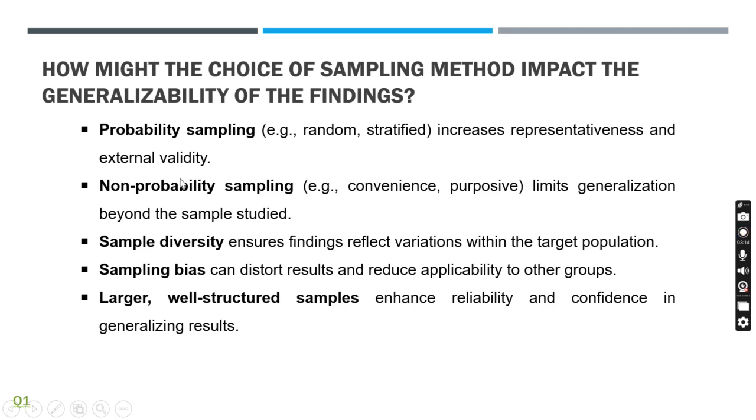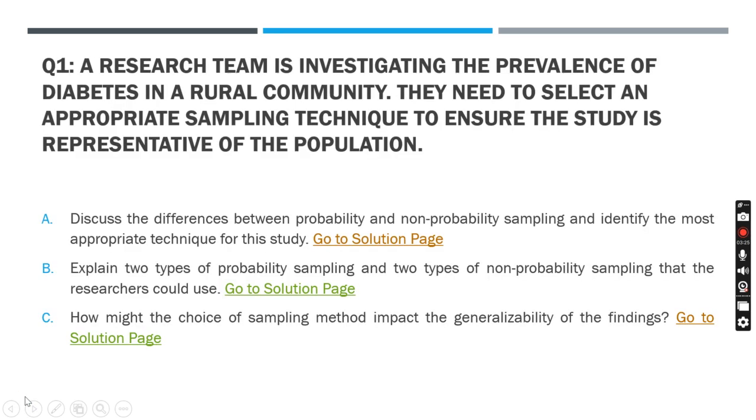And here, how might the choice of sampling method impact the generalizability of the result? You can stop the video and check the details from here. This is with regard to the first question.